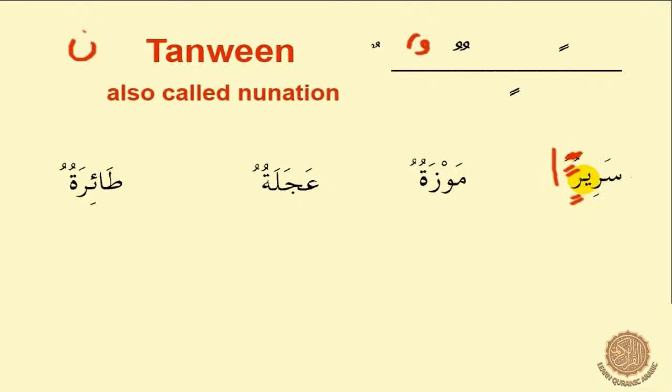So let's just write sarir out. It'll be sariran. So this alif is put with the two fathas only. The two dammas and the two kasras don't get this.